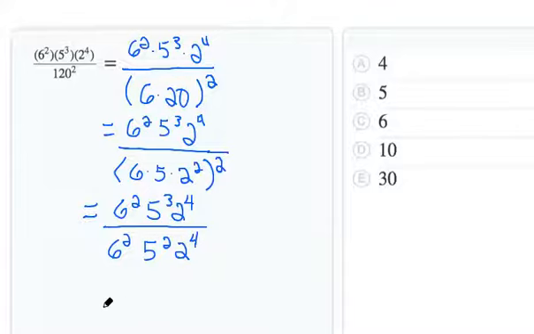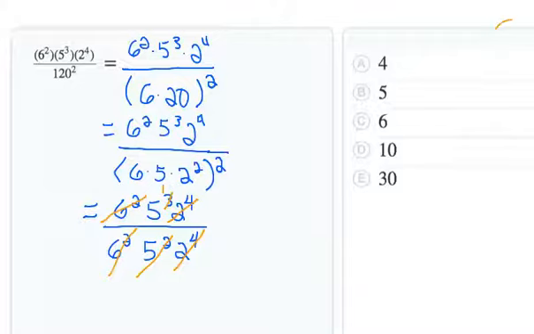Now we can cancel anything that we have in common. If we look at what we have in common in the numerator and denominator, we have 6 squareds in common. We can actually cancel those out. We have a 2 to the 4th in common. Those match exactly. We can cancel those out. Now we also have two 5s, so 5 squared in the bottom, and we have three 5s in the top. So if we cancel, we're subtracting exponents. So 5 squared actually cancels with 5 cubed, and we're left with one 5 in the numerator.